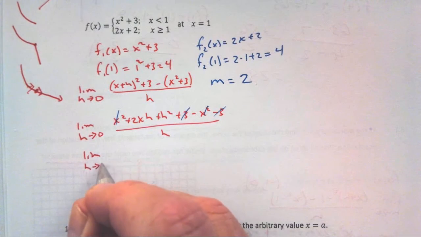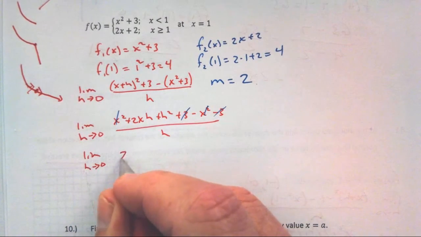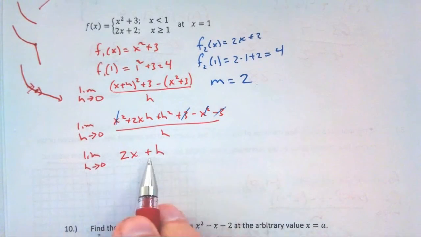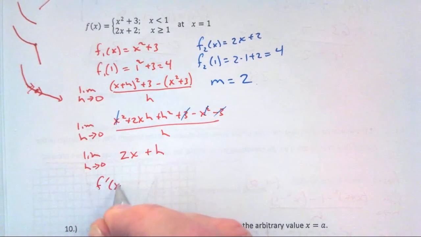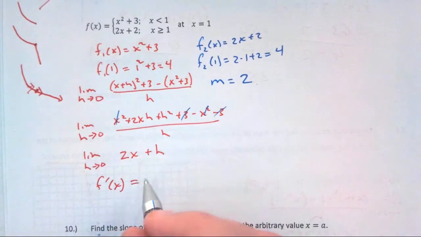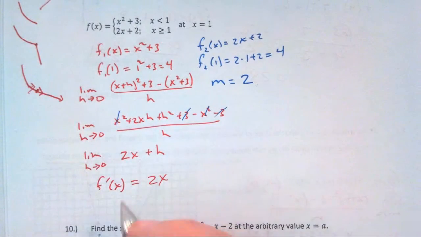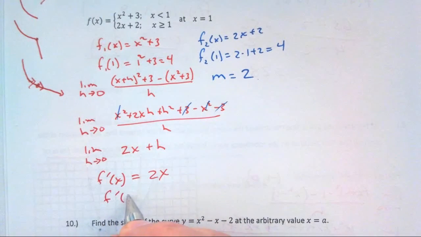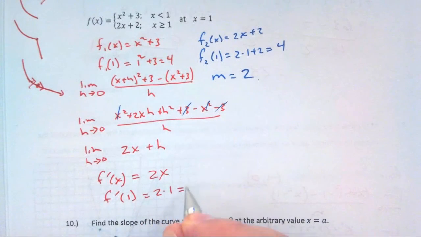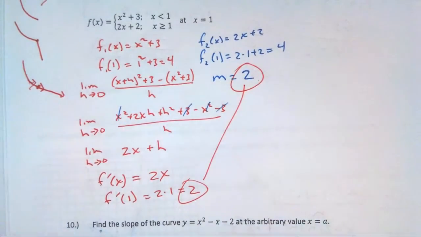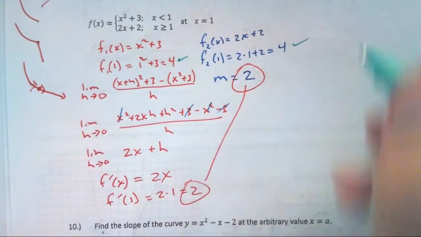Limit as h approaches 0 of, reduced by h, 2x plus h. Now put 0 in. F prime of x, our slope formula or our derivative, is just 2x plus 0, or 2x. But I want our slope when x equals 1 for this problem. And that's 2 times 1, or 2.